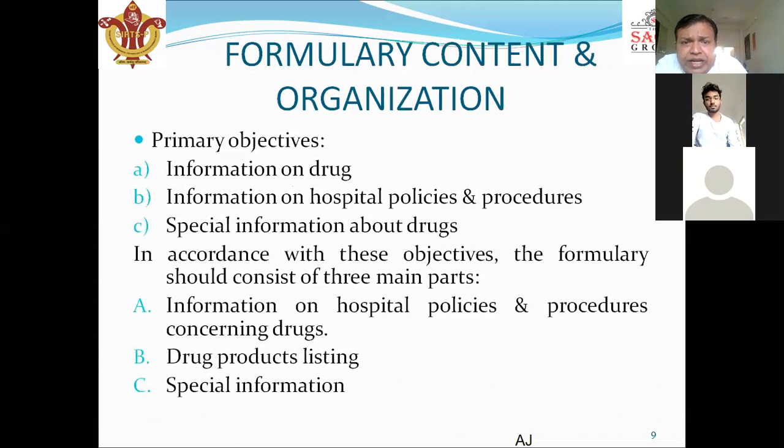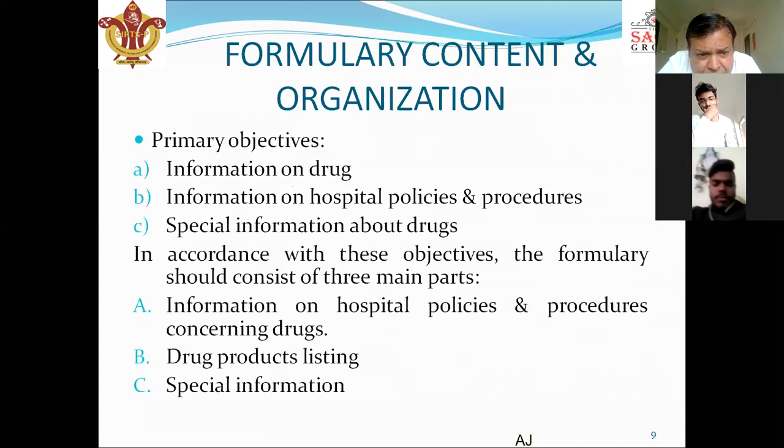Now, formulary content and organization. The primary objectives: information of drugs, that is, which drugs are available in the hospital; the entire information of that particular drug must be available in the pharmacy or in the available literature. Information of hospital policies and procedures. And next is special information about the drugs that must be included in the literature of that particular drug.